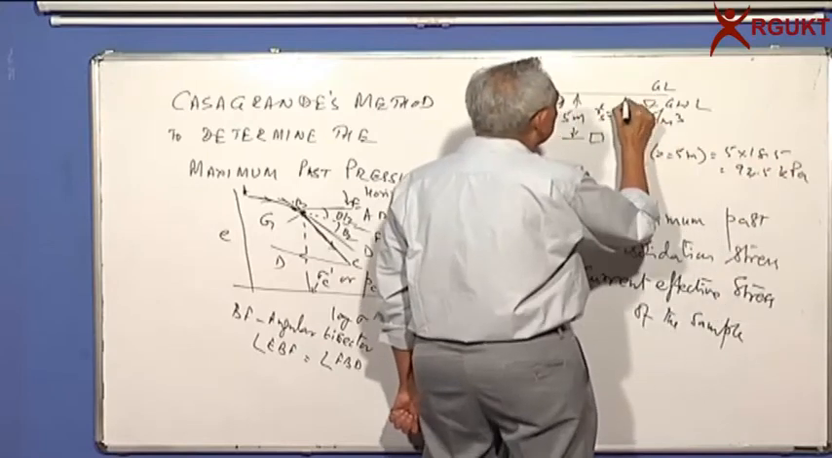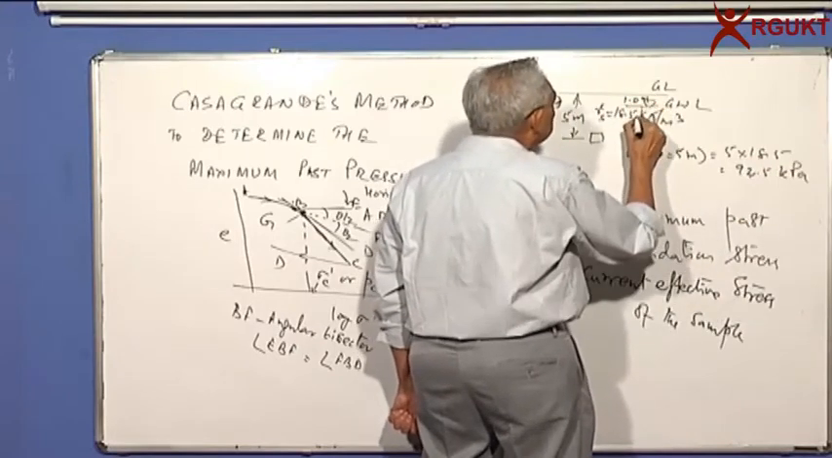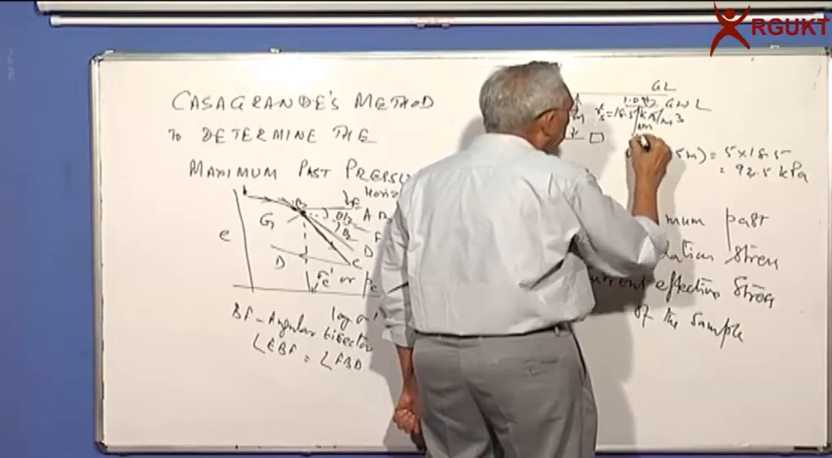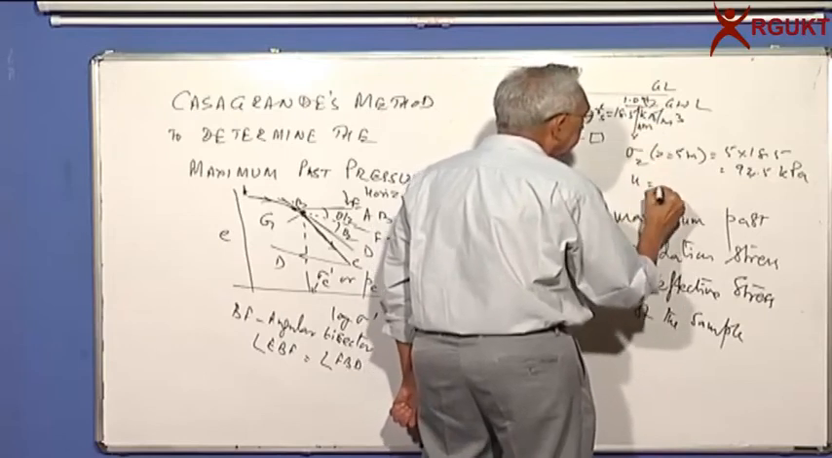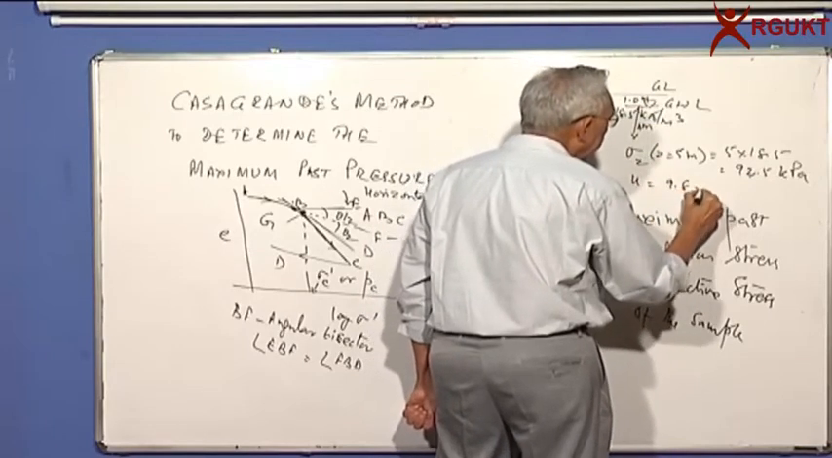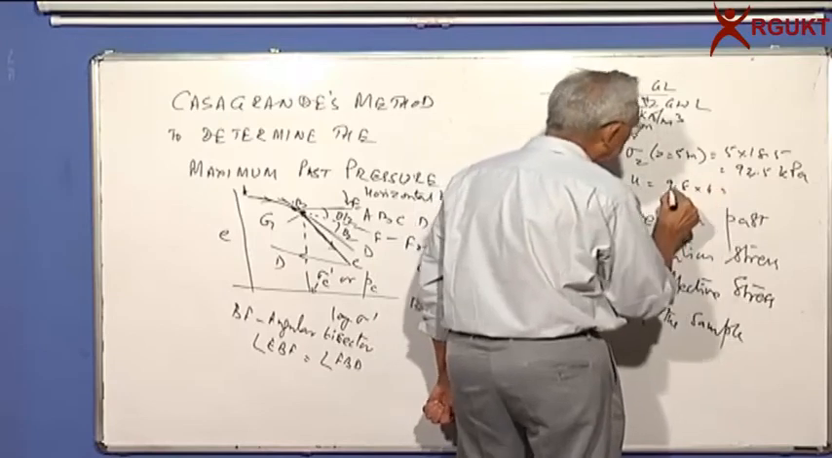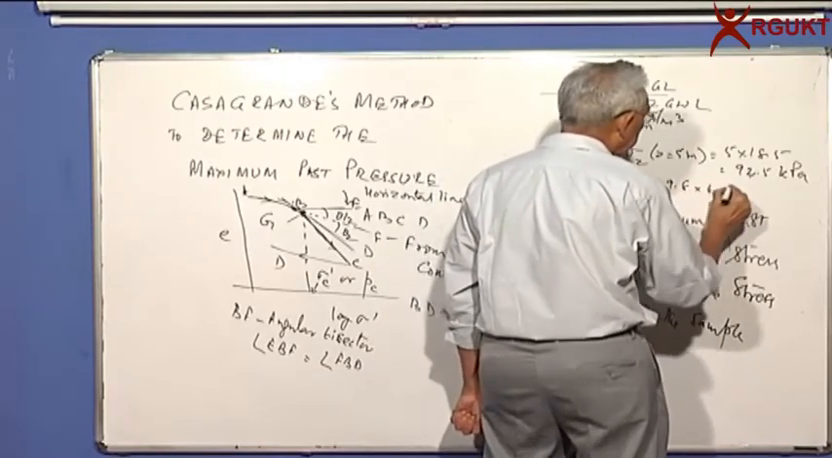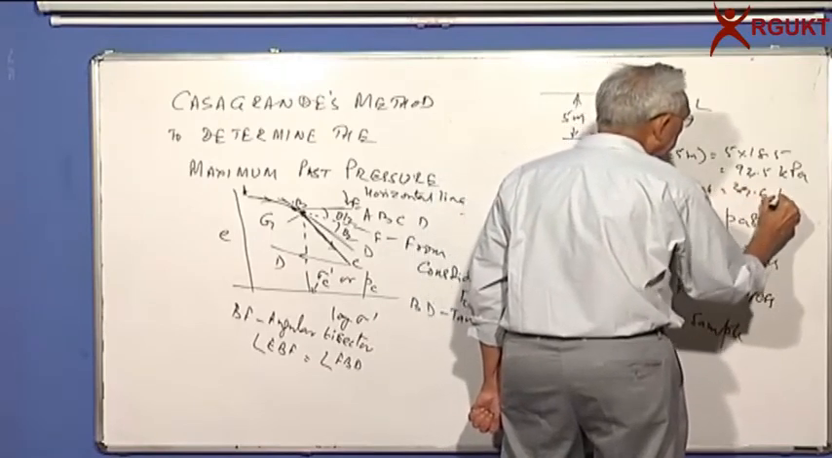Let's say the groundwater level is at 1 meter. So this means this head is 4 meters. Pore pressure is equal to 9.8 into 4, which gives me something like 39.6 kPa.